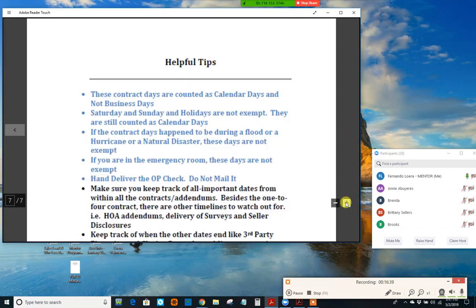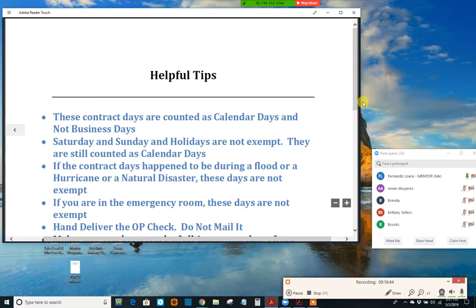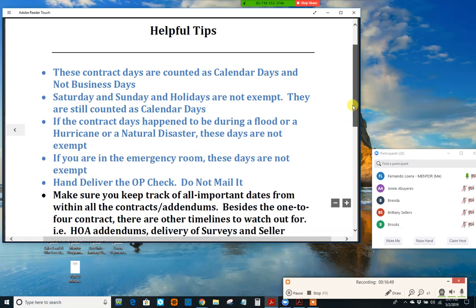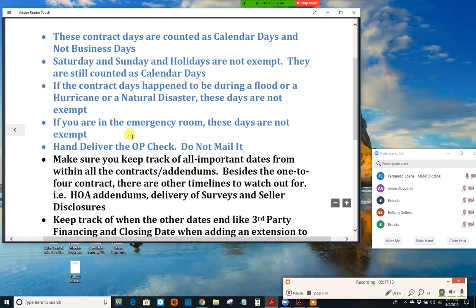So, some helpful tips, and these are pretty important. Contract days are counted as calendar days and not business days. So remove that from your mindset. Saturday, Sunday, and holidays are not exempt. They are still counted as calendar days. If the contract days happen to be during a flood or a hurricane or a natural disaster, these days are not exempt. The contract does not stop. If you're in an emergency room, these days are not exempt.